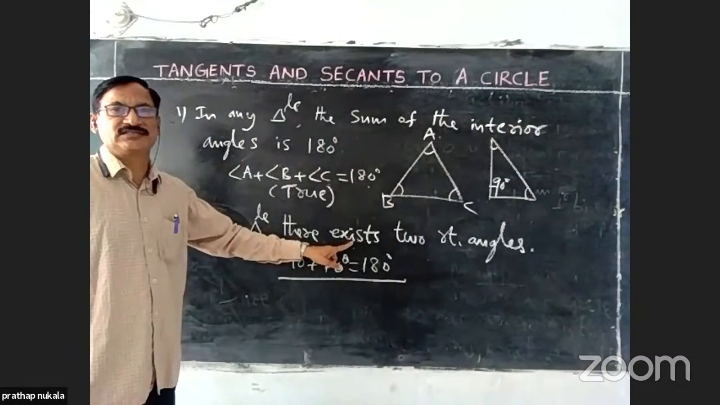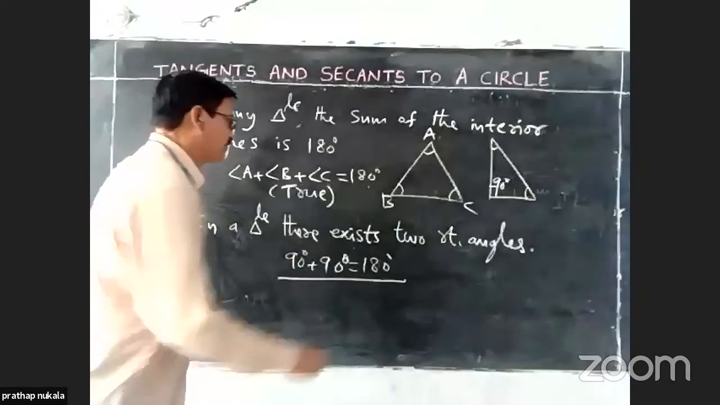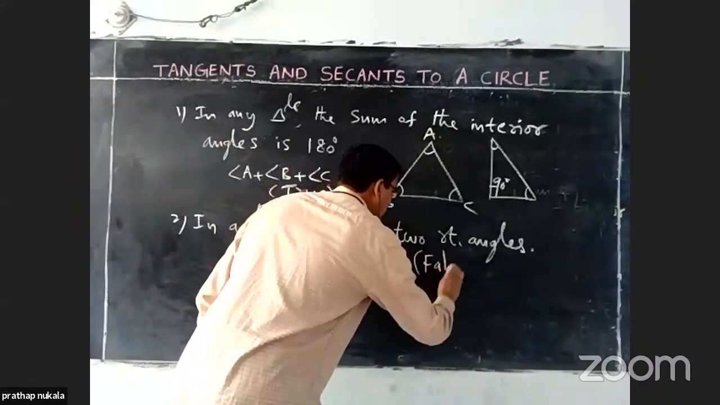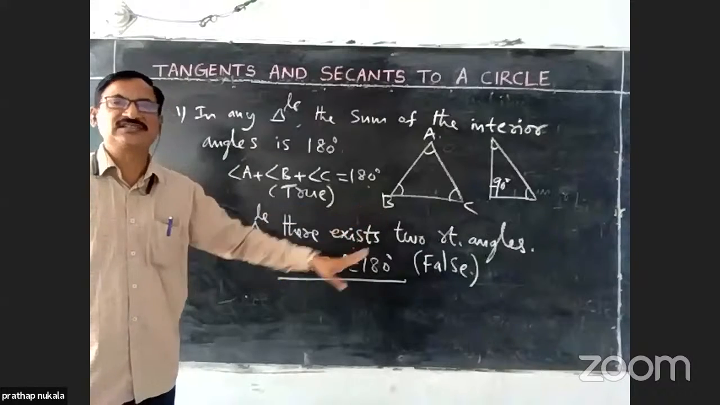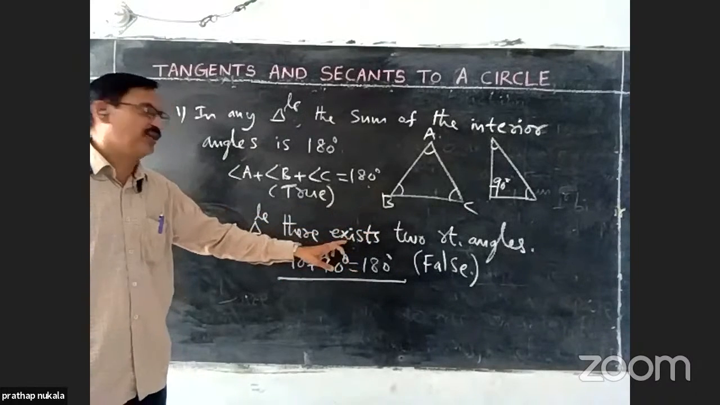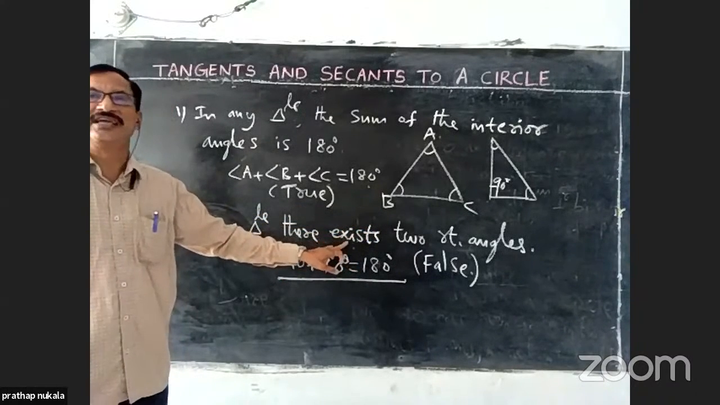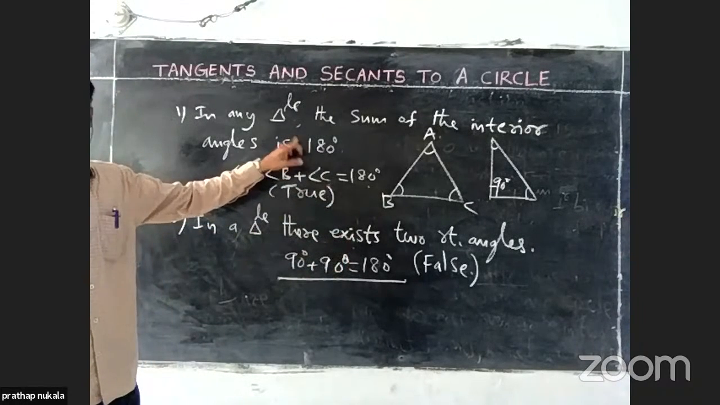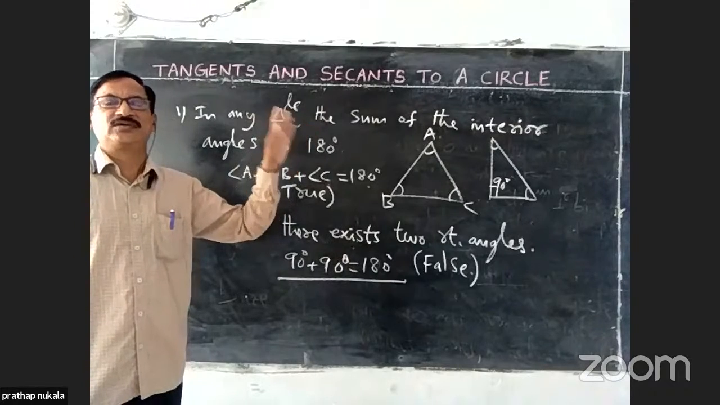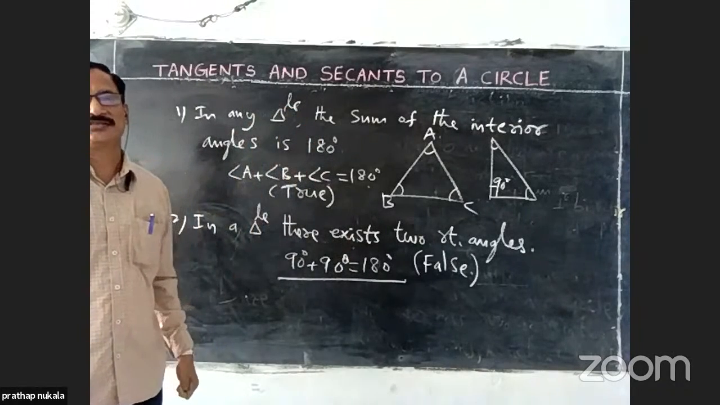What about this sentence? Is it true or false? Definitely it is false. It is a false sentence, therefore it is also a statement, no doubt. That means a sentence which is either true or false is a statement.